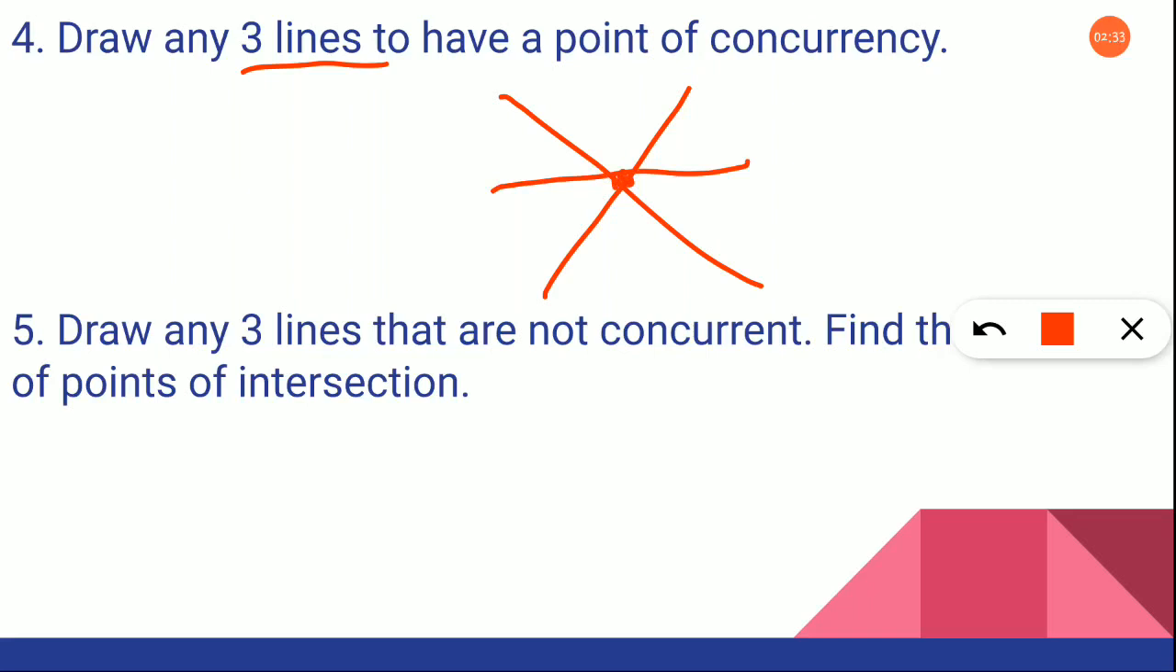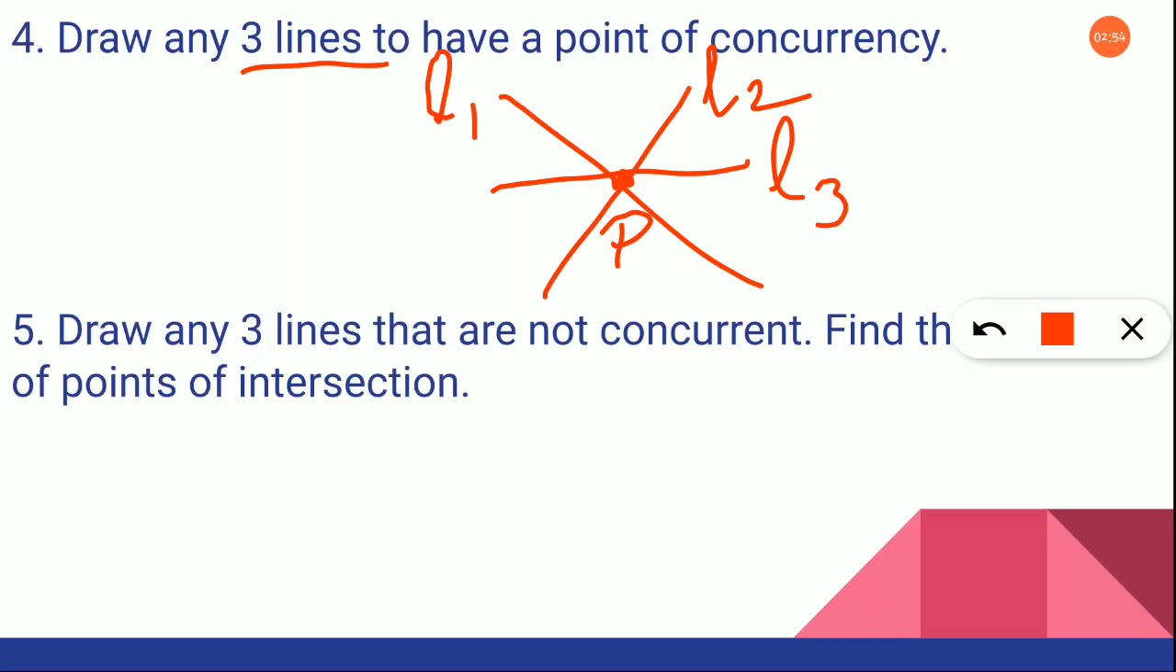Okay, let us name these lines L1, L2 and L3. If you want, you can name them as A, B and C, and the center point either name it as O or P. Okay. Now these are the 3 lines which have a point of concurrency.